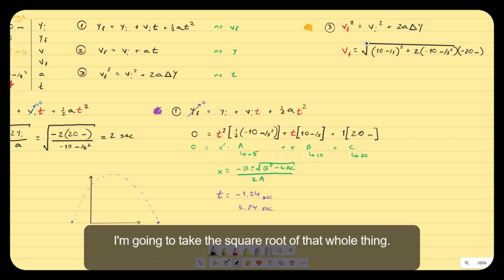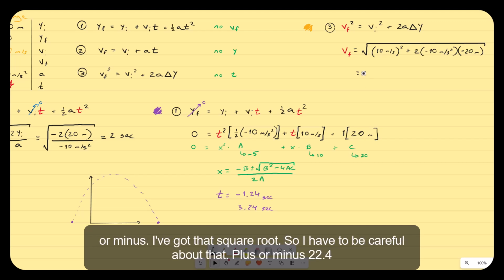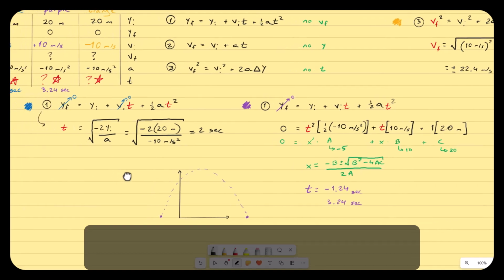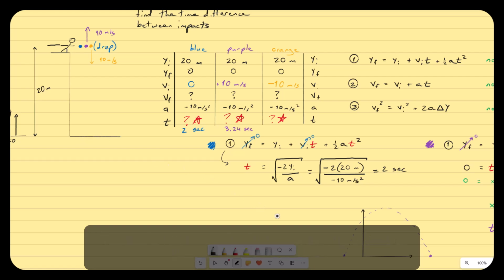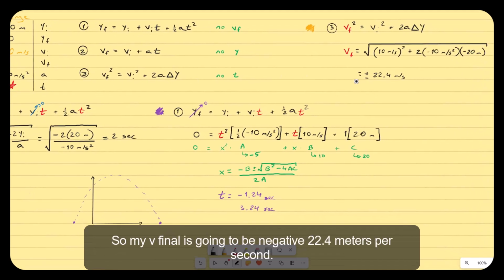I'm going to take the square root of that whole thing, and I'm going to get that my v final is plus or minus, I've got that square root so I have to be careful about that, plus or minus 22.4 meters per second. Thinking about physically what's going on, I have a ball, I threw it straight down. When it gets close to the ground, it's moving downward. I actually want the negative value here. So my v final is going to be negative 22.4 meters per second.